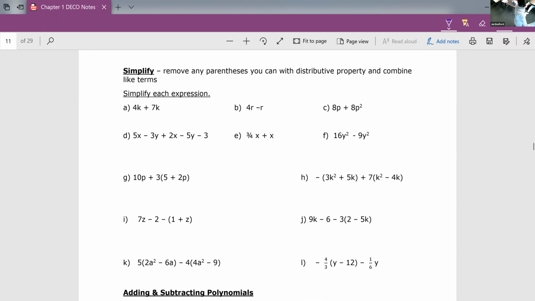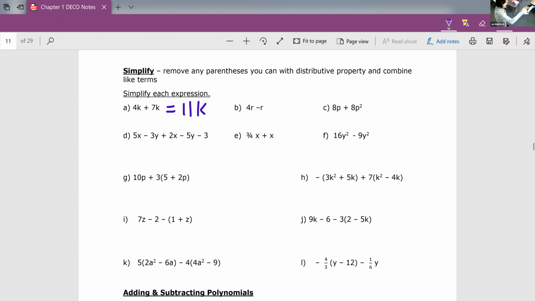It's like saying I have 4 of these Ks. K means a number. I don't know what it is, but just to make things easy, I can call it an apple if I want. So if K is an apple, I have 4 apples plus 7 apples. What would I have? 11 of those apples. All I do is add the coefficients, and that gives me 11K.